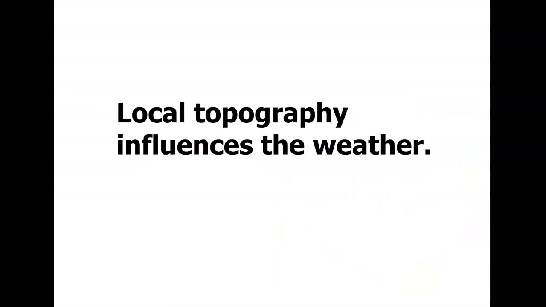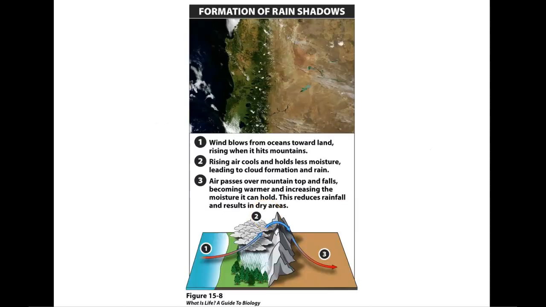So we have local topography that's going to influence the weather. Topography is simply the physical features of a region. It can include features that you find naturally, or features that are created by humans. So 4 different features that are going to influence things are high altitudes, rain shadows, asphalt, cement and building roofs, and tall buildings.